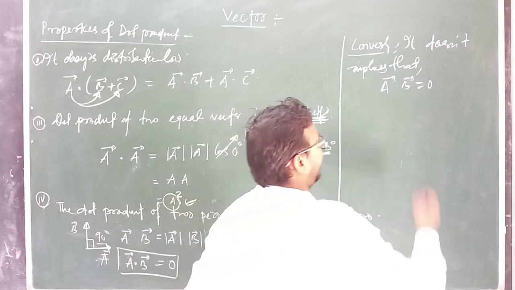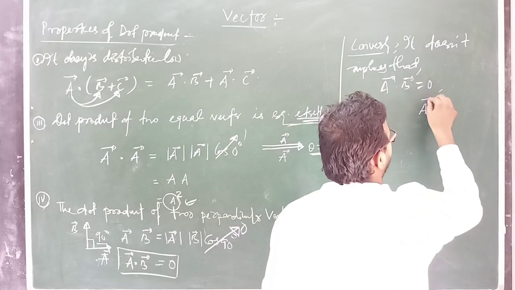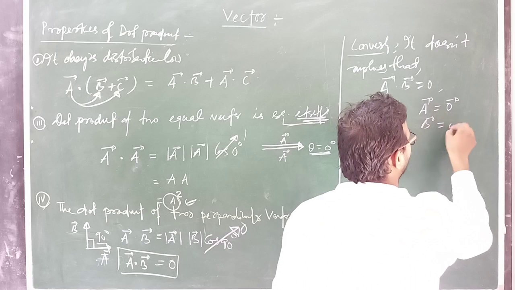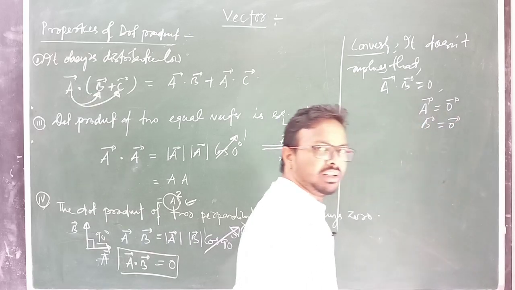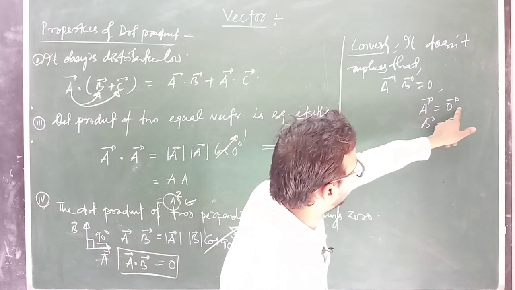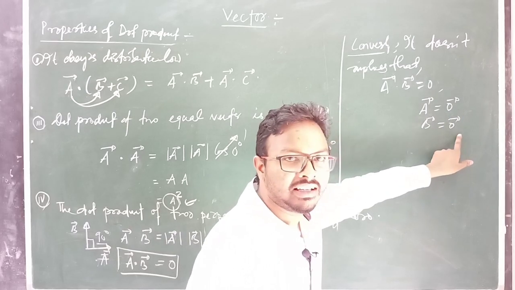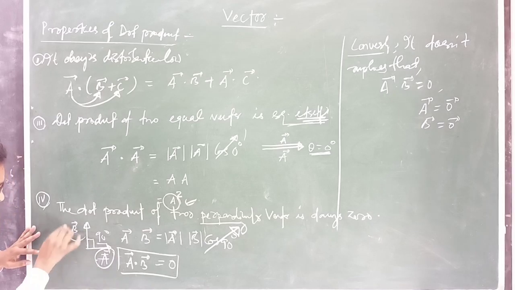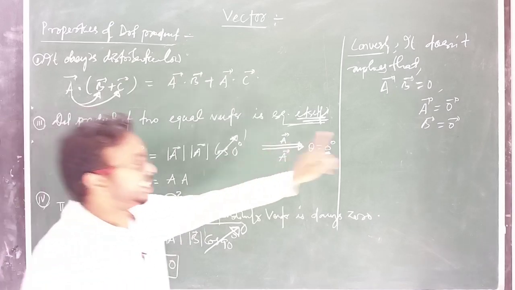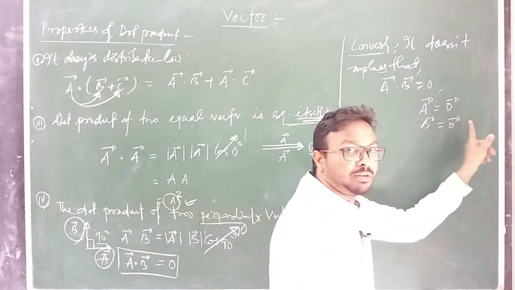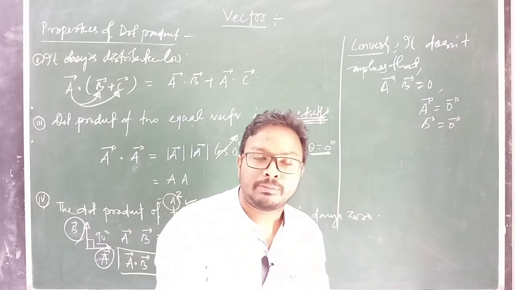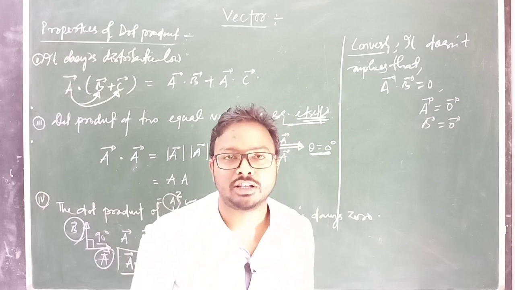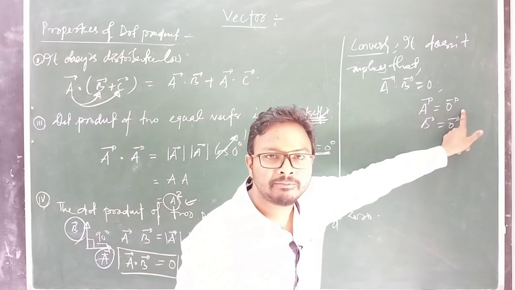Why? Because it may be that A vector equals 0 vector or B vector equals 0 vector. If the magnitude of A is 0, it is a null vector, and the null vector has magnitude 0 and an arbitrary, undefined direction, so we cannot define it.